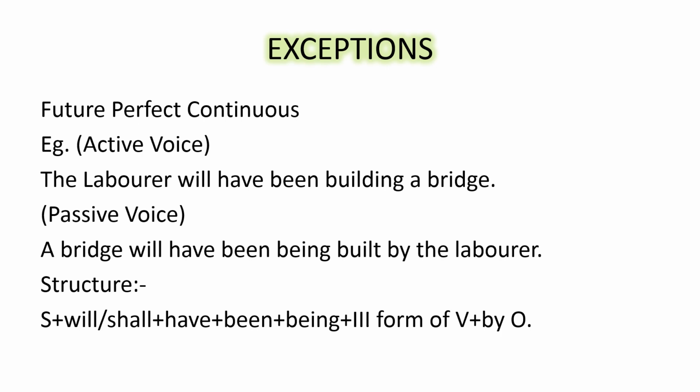Future perfect continuous. Let's observe its example. The laborer will have been building a bridge. Again, it can also be changed into passive. A bridge will have been being built by the laborer. The structure is subject plus will/shall plus have plus been plus being plus third form of verb plus by object.